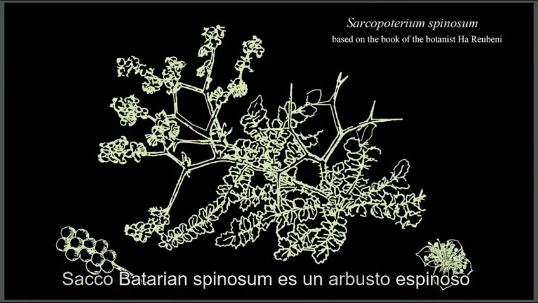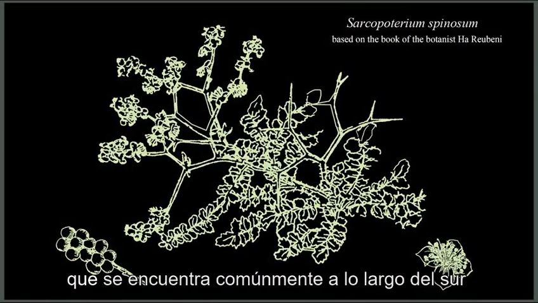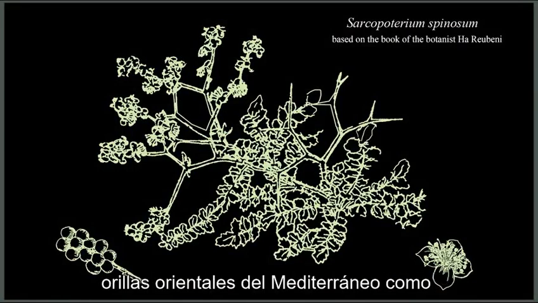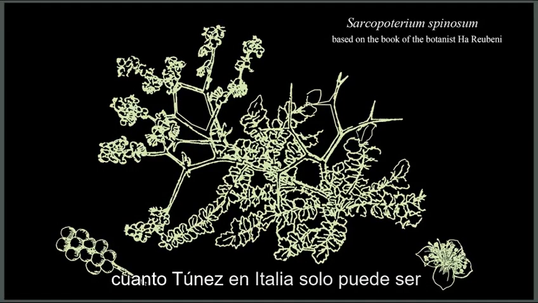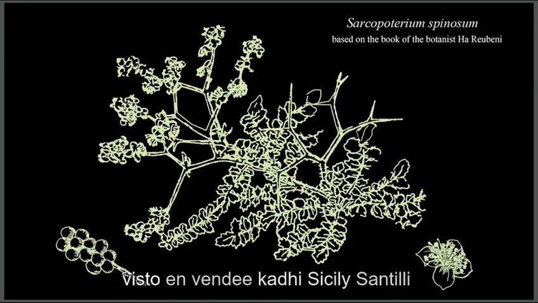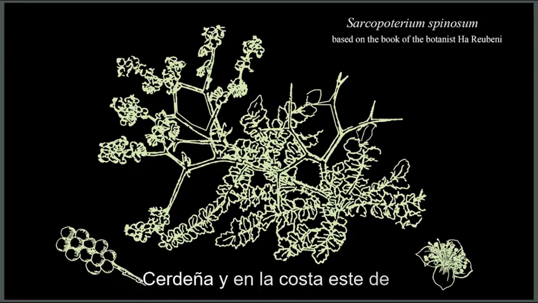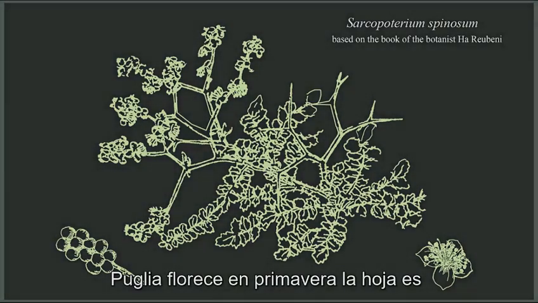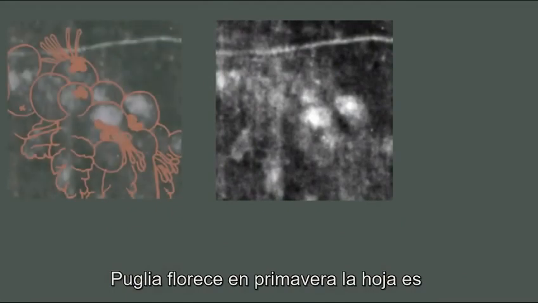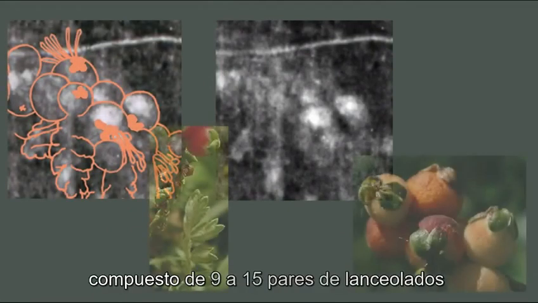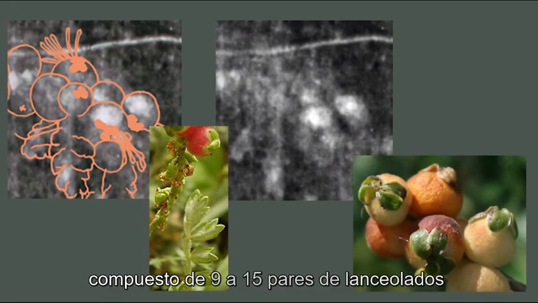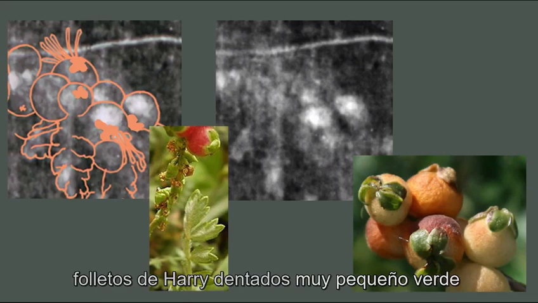Sarcopoterium spinosum is a thorny bush that is commonly found along the south-eastern shores of the Mediterranean as far as Tunisia. In Italy it can only be seen in Vendicari, Sicily, Sant'Elia, Sardinia, and on the eastern coast of Puglia. It flowers in spring. The leaf is made up of 9 to 15 pairs of lanceolate, dentate, hairy leaflets.